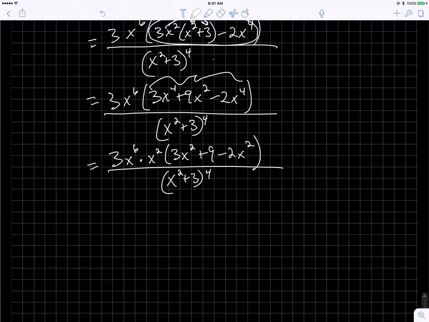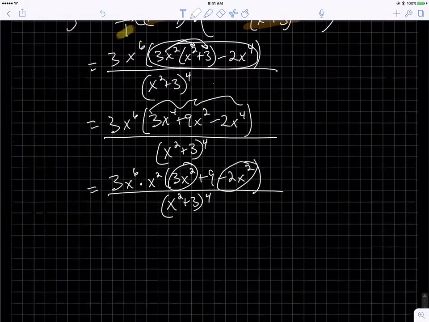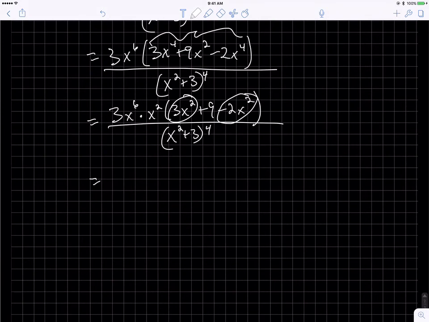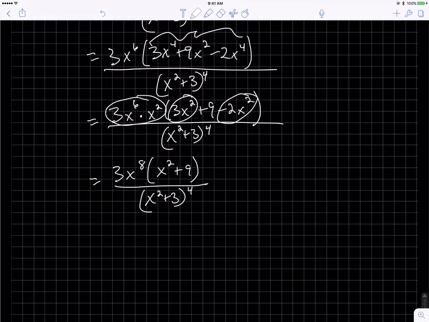You can also combine these guys by adding them. And I can multiply this stuff out here. So it's going to be 3x to the 8th times x squared plus 9 over x squared plus 3 to the 4th.